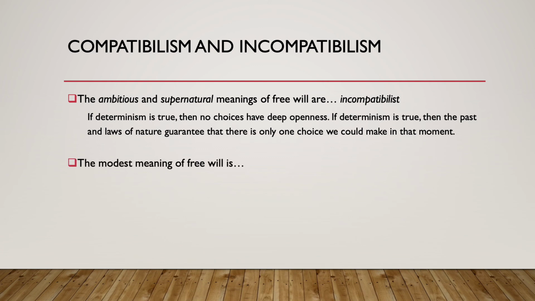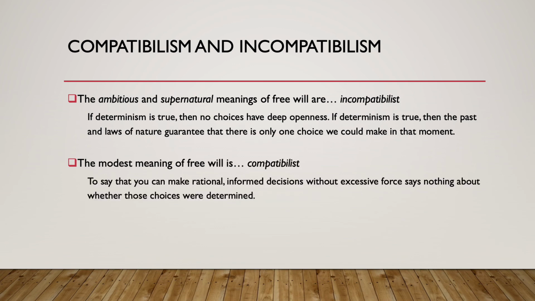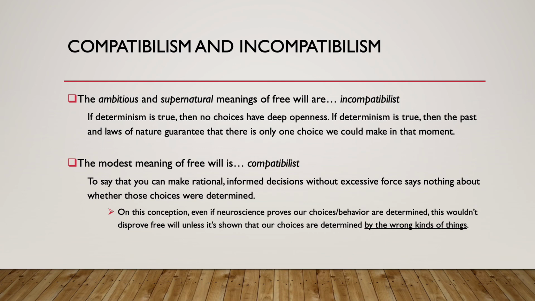But the modest definition of free will is compatibilist. To say that you can make rational, informed decisions without excessive force says nothing about whether those choices were determined. It just says they are the product of an informed, rational decision that you've made. So on this conception, even if neuroscience proves that our choices or behavior are determined, which it's not clear that it does, this wouldn't disprove free will unless it also shows that they're determined by the wrong kinds of things.